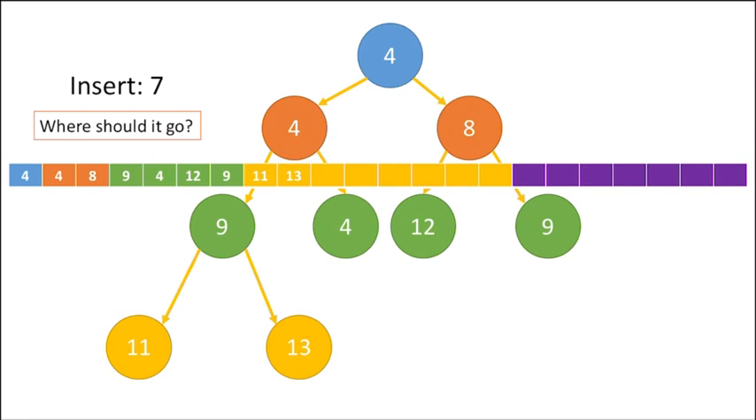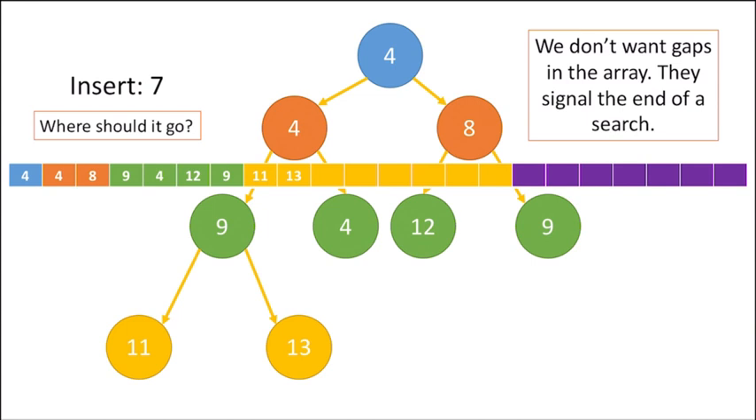As you can see, it doesn't really make sense to try to wedge it anywhere inside here. Also doesn't make sense to put it way out here or anywhere. So really the most natural place to put it is here at the end, which means to put it as a child of this 4. So right here. So we'll always put it in the next available slot. And the reason for that is we don't want gaps in the array. They're going to signal the end of a search if we're moving up and down the tree.